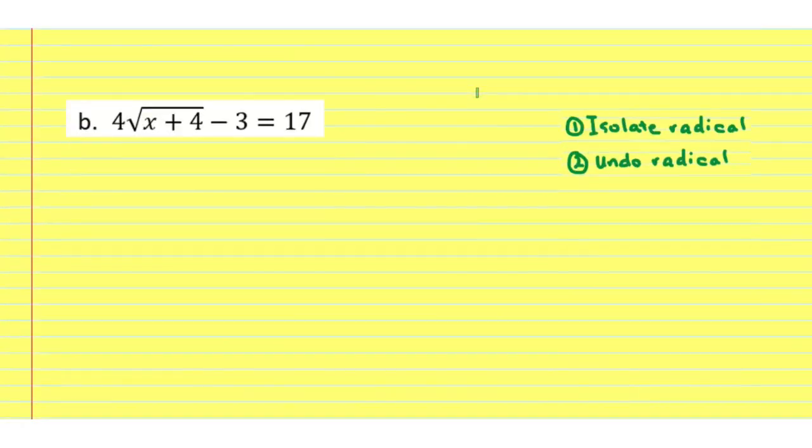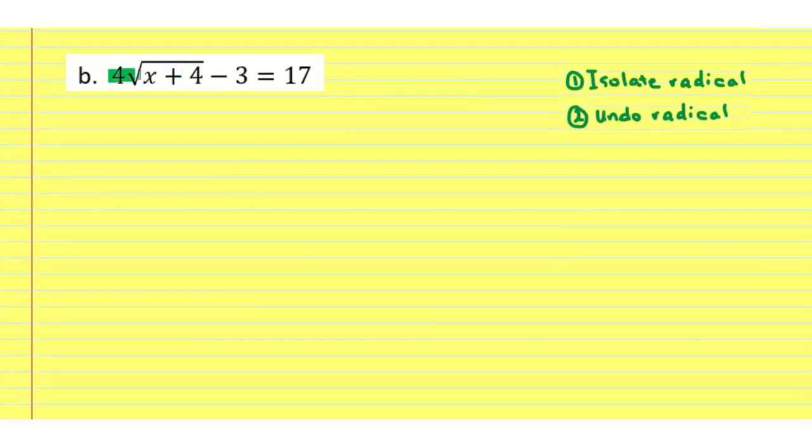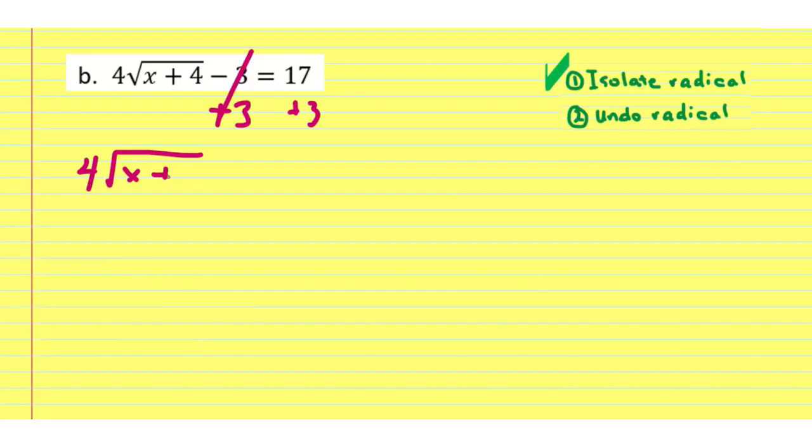Our next problem says 4 times the square root of x plus 4, minus 3, is equal to 17. So again, we are going to isolate the radical first. So let's go ahead and do that. Order of operations says I need to add 3 to both sides. So add 3, those will go away. Then I end up with 4 times the square root of x plus 4, and that is going to be equal to 20.